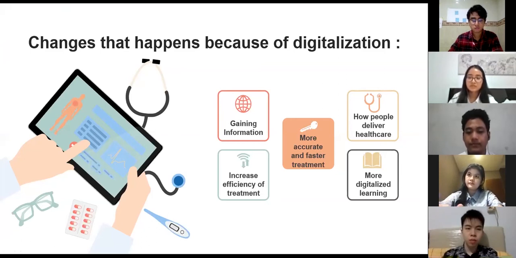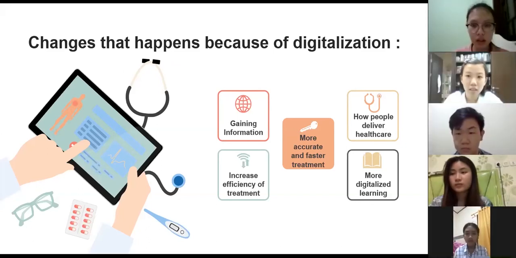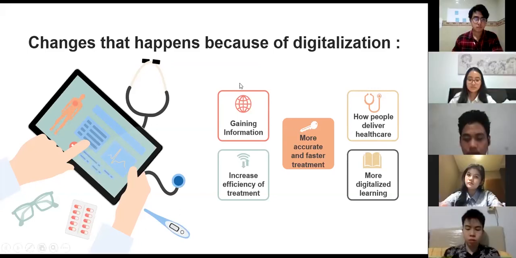I will explain about changes that happen because of digitalization. There are 5 changes that happen because of digitalization. First is more accurate and faster treatment. Second is gaining information. It will be easier to gain information because of digitalization. How people deliver health care, more digitalized learning, and increased efficiency of treatment.